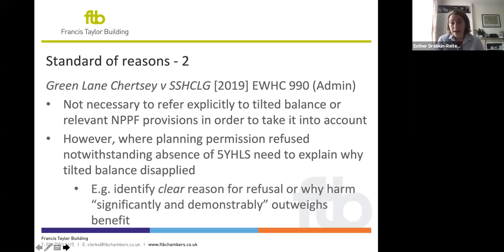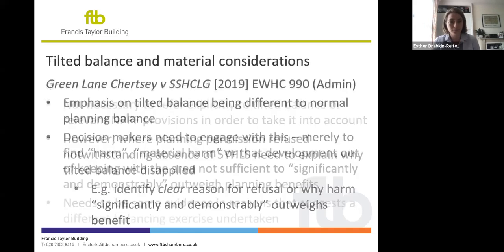And in fact, in this case, the tilted balance wasn't referred to by the parties during the inquiry or relied on by the claimant as a reason for granting planning permission. So arguably, it was open to the inspector not to mention the point in his decision. But actually on the facts, when you're applying the tilted balance, if there isn't a 5-year housing land supply, as an inspector, you need to explain how the tilted balance is disapplied, i.e. does limb 1 or limb 2 apply? And the inspector didn't do this in the case.